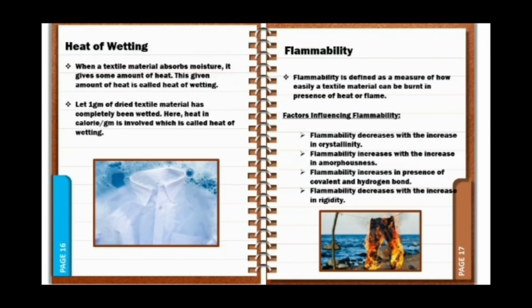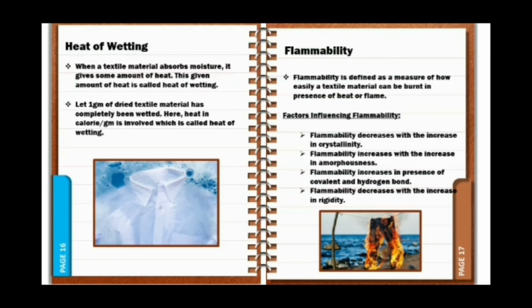Factors influencing flammability. Flammability decreases with the increase in crystallinity. Flammability decreases with the increase in rigidity. Flammability increases with the increase in amorphousness. Flammability increases in presence of covalent and hydrogen bonds.